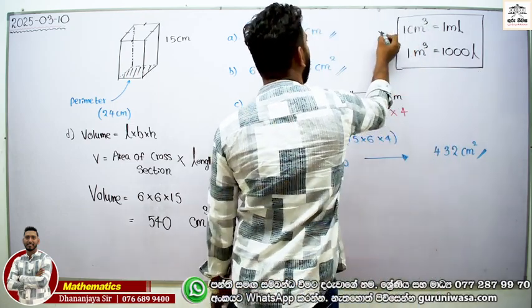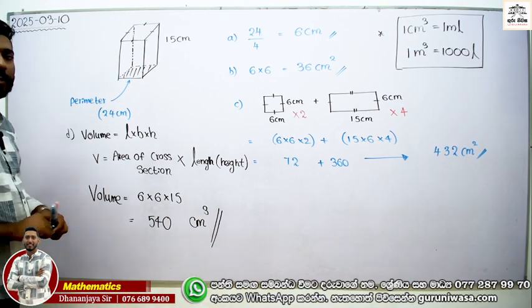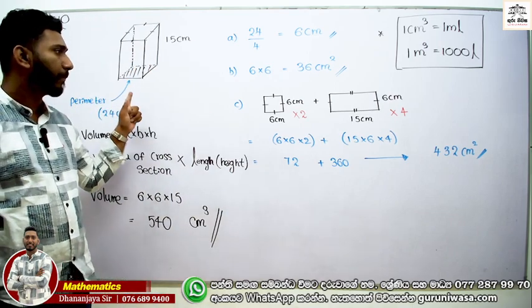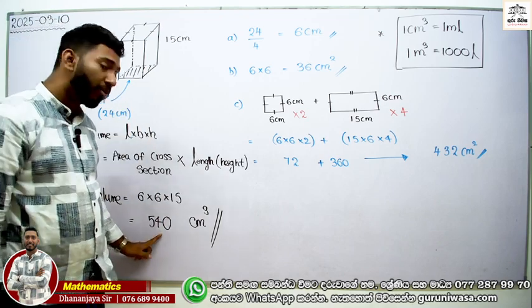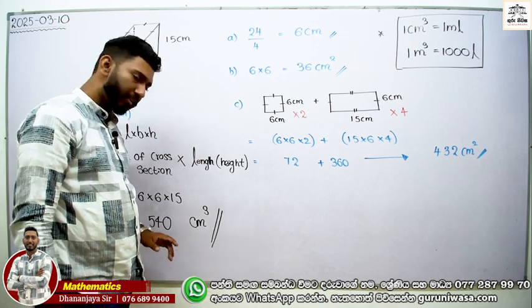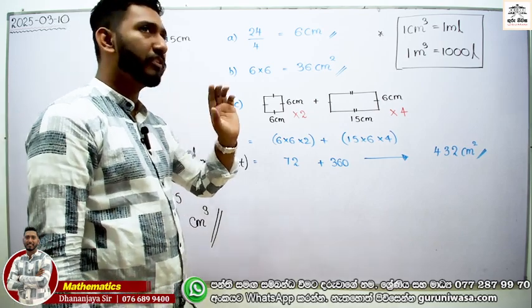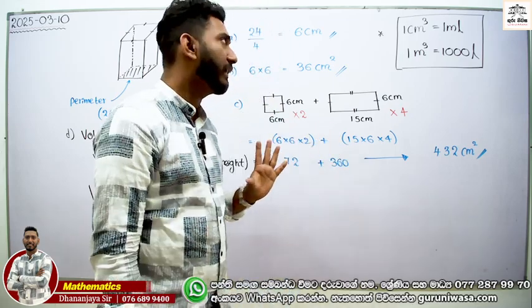Let's note it down. One cubic centimeter is equal to 1 milliliter. Therefore, how many milliliters is this cuboid shaped container? 540 cubic centimeters, so 540 milliliters, right? That means 0.54 liters.